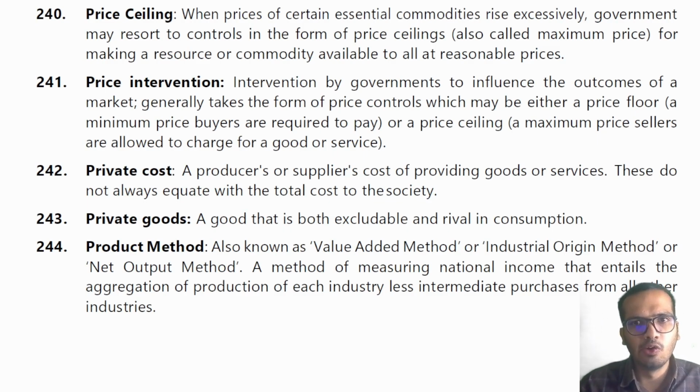So, intervention by governments to influence the outcome of a market generally takes the form of a price control, which may be either a floor price, that's a minimum price that is required to be paid, or a price ceiling, that's the maximum price that a seller is allowed to charge for a good or service. Then comes private cost. So, a producer's or supplier's cost for providing goods or services. These do not always equate with the total cost to the society.